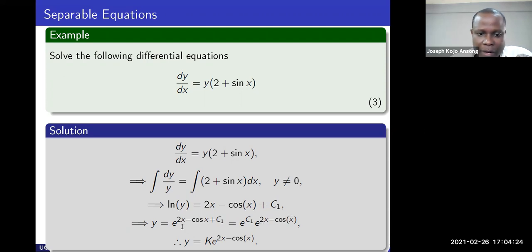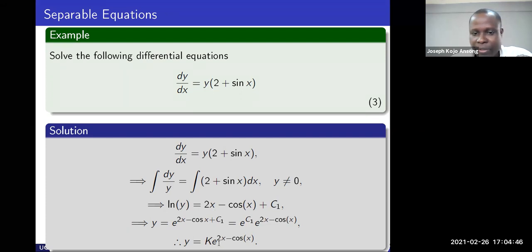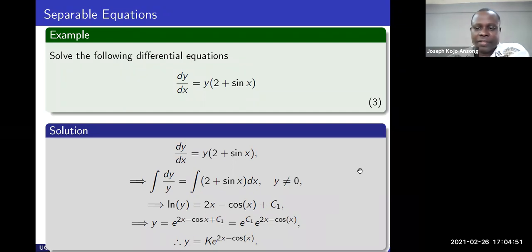If I want to solve for y, I can raise both sides to the power of e, so y is equal to e raised to all of this. e to the constant is just another constant, which I'm calling k. From here it is all algebra. Once you integrate, you get this, so y equal to this is a solution to the differential equation.